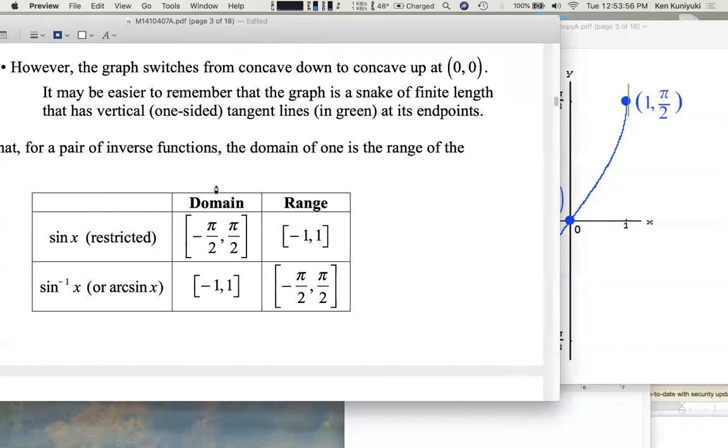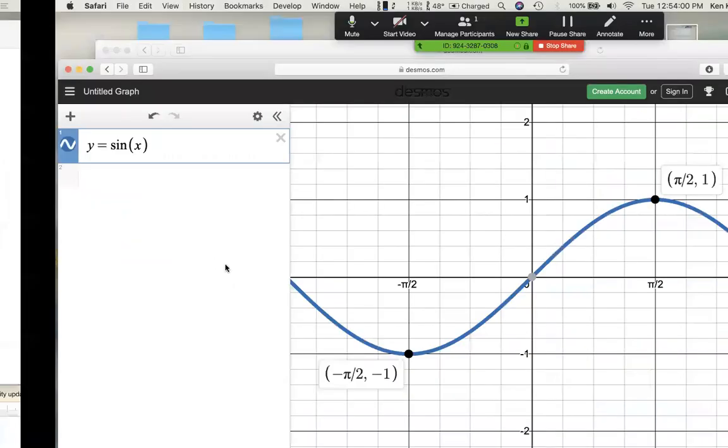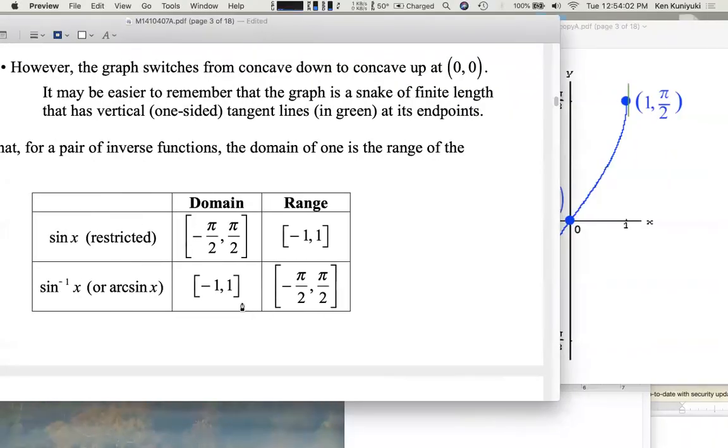Let's look at this grid. The restricted domain for sine of x, we just determined that on Desmos. The restricted domain, the x-coordinates go from negative pi over 2 to pi over 2. The domain for the restricted sine function becomes the range for the new inverse sine function.